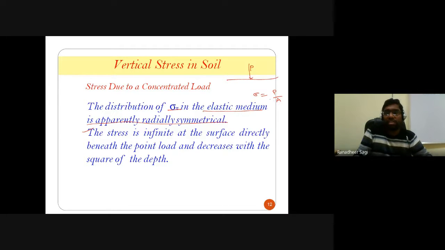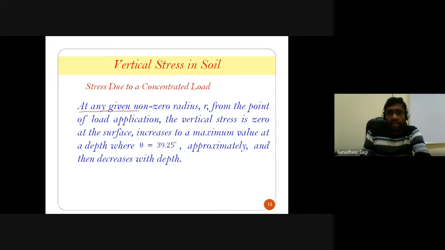The area, in turn, we will write in terms of the depth at which we are trying to calculate that particular stress. So stress is inversely proportional to the square of the depth. Automatically we understand that with an increase in depth, the stress getting developed is going to decrease.